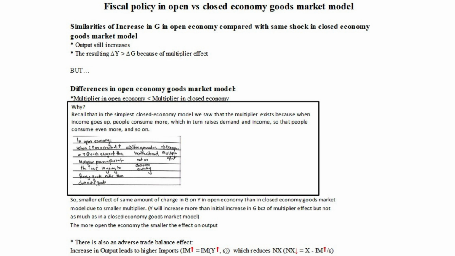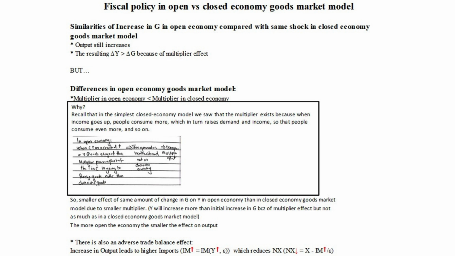In part one, we looked at the impact of an increase in G in our open economy goods market model. Now we want to compare fiscal policy in the open versus the closed economy goods market model. Let's first look at similarities of an increase in G in the open economy compared with the same shock in the closed economy goods market model. So we know output still increases.